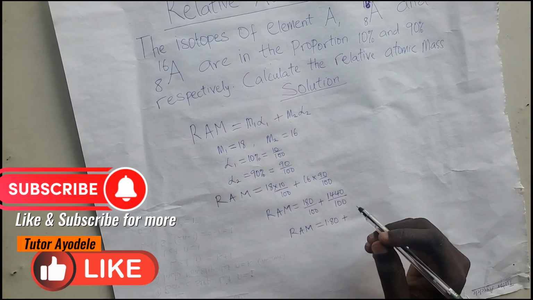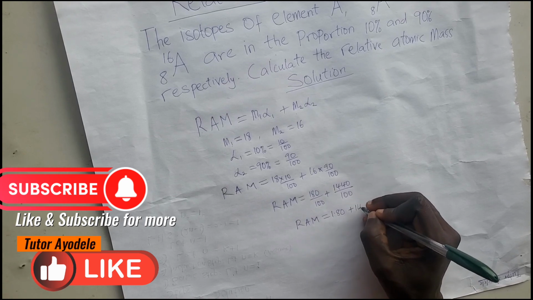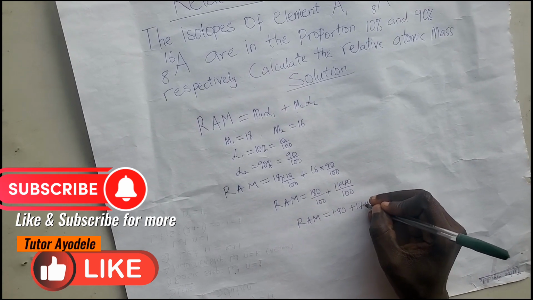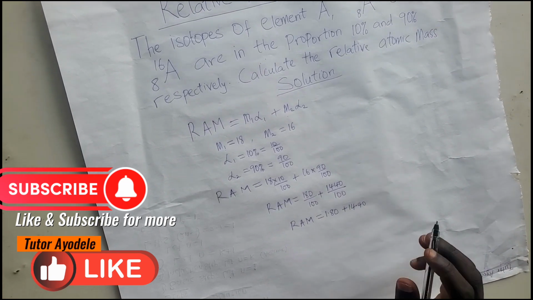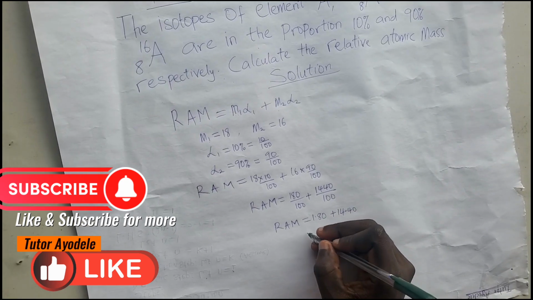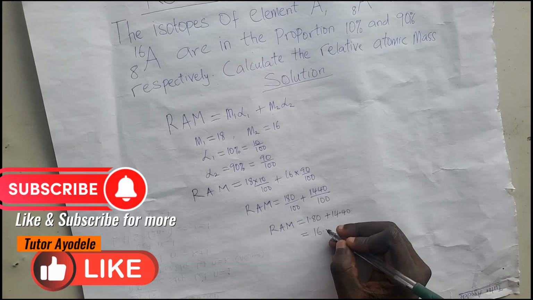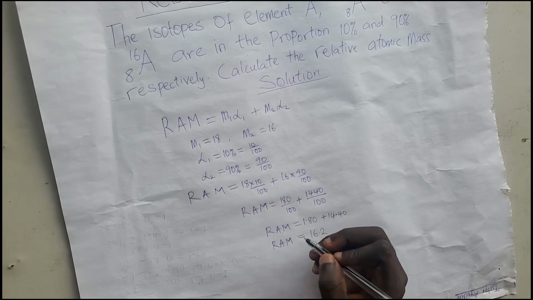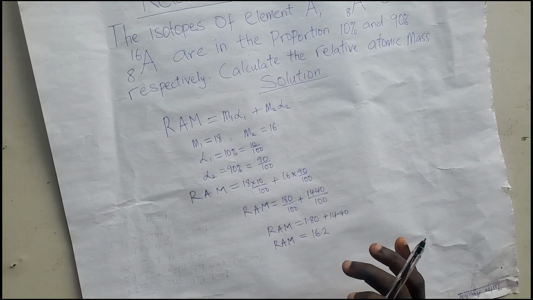plus 1440 divided by 100, which gives us 14.40. 14.4 is still the same thing as 14.40. So if I add this and this together, it gives me 16.2. So therefore our relative atomic mass is equal to 16.2.